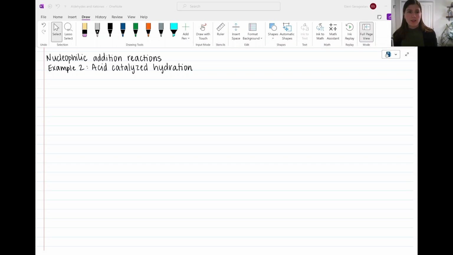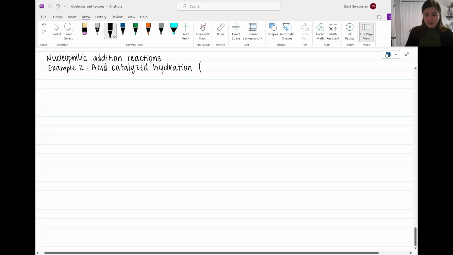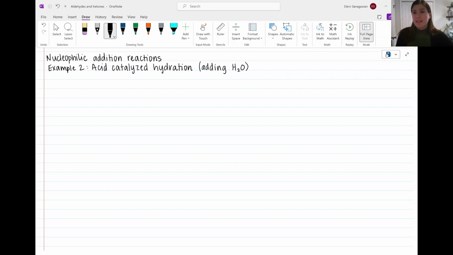Here we'll cover another nucleophilic addition reaction to aldehydes and ketones. This reaction is acid catalyzed hydration. Hydration, we are adding H2O. Okay, and now this one's acid catalyzed. So this is different from that previous addition of hydrogen cyanide that we looked at.